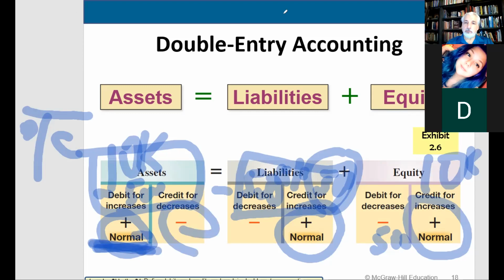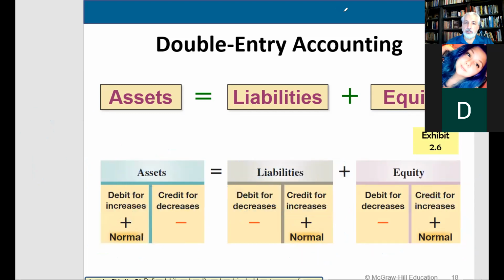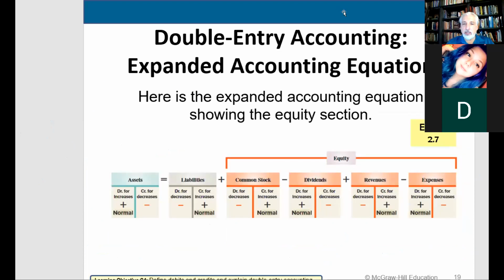That's the big picture. That's what you're going to want to internalize. And if you don't already have it internalized as of today, hopefully by the end of this class, it will be reinforced enough that you'll feel more and more comfortable as we go. So let's go ahead and go down to the expanded accounting equation.